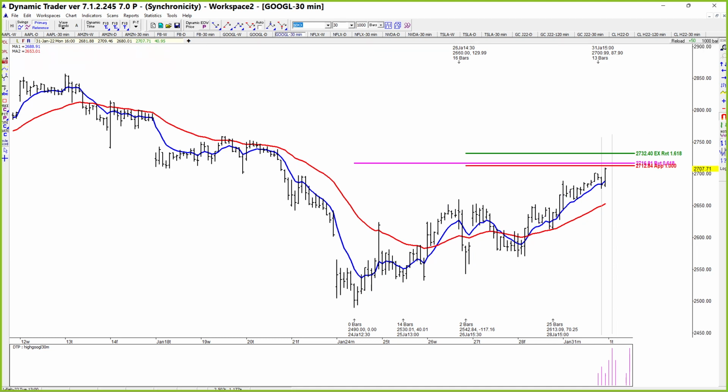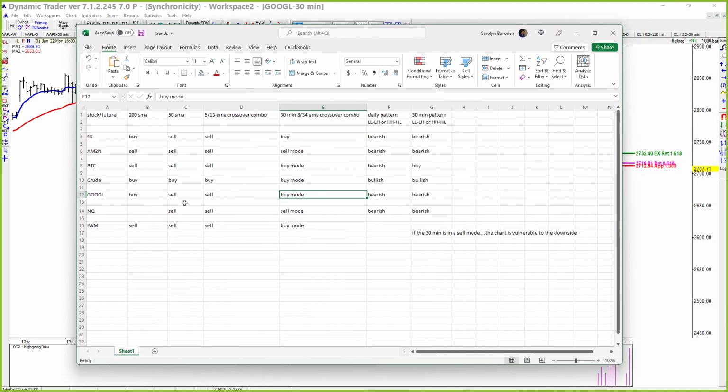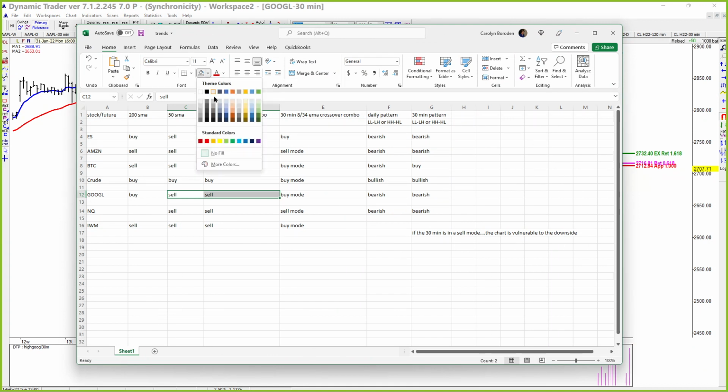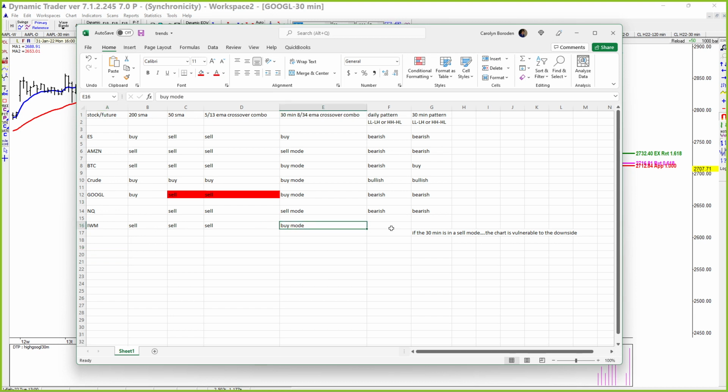All right, and then again, you can color code this if you want, where the sell side would be red, buy side would be green. This way you have it color coded. Again, whatever works for you, but I would recommend using a chart like this where you note where we're at relative to the moving averages, because it'll help keep you on the right side.